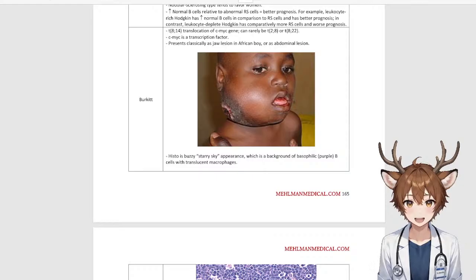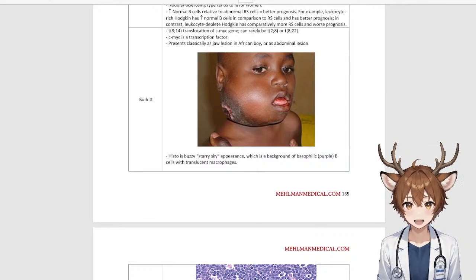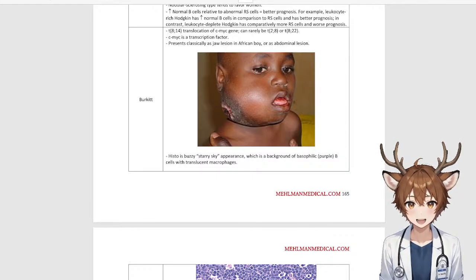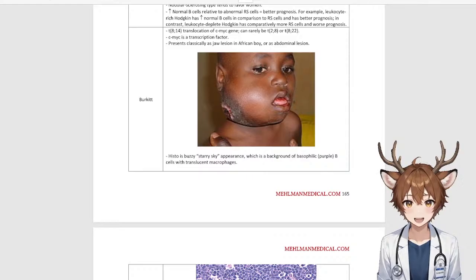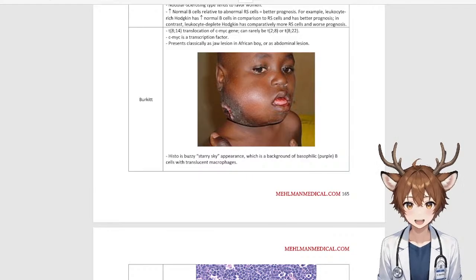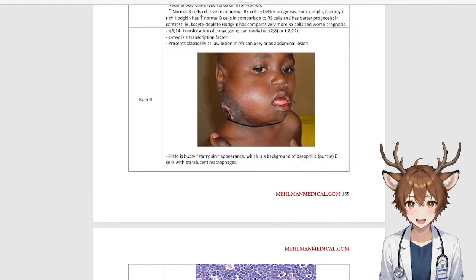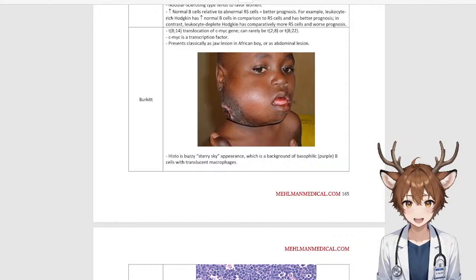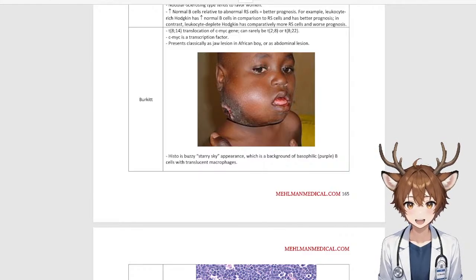Burkitt lymphoma, that looks pretty nasty. T8;14 translocation of the c-Myc gene. It can rarely be a T2;8 or a T8;22. It's normally a T8;14. c-Myc is a transcription factor. Presents classically as a jaw lesion in an African boy or as an abdominal lesion.